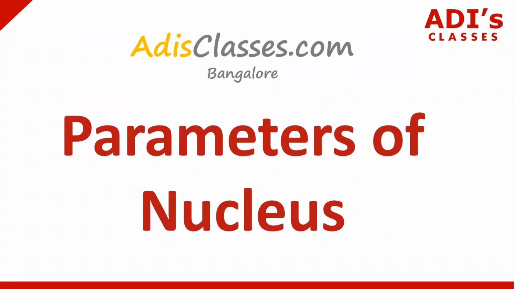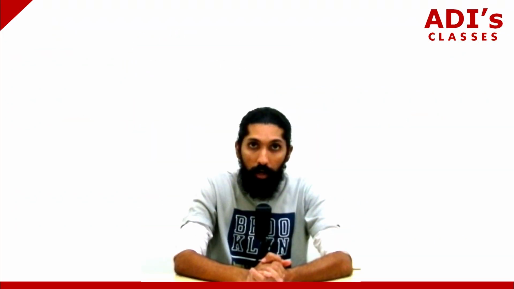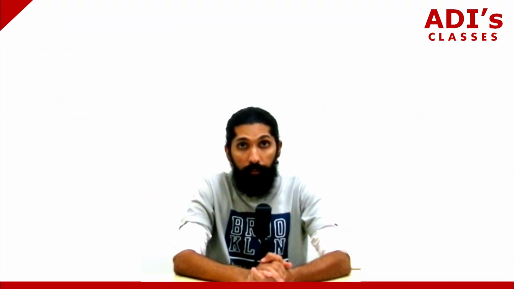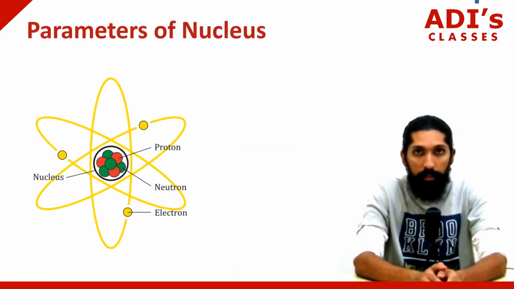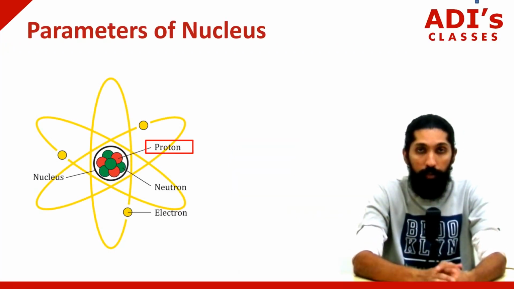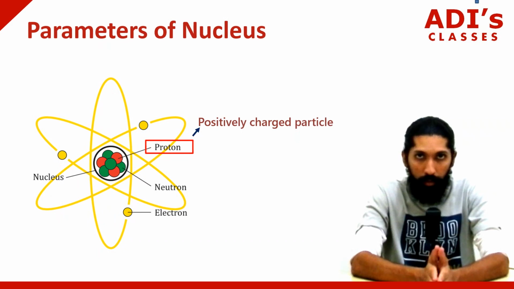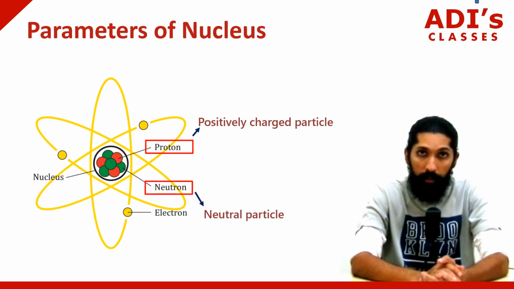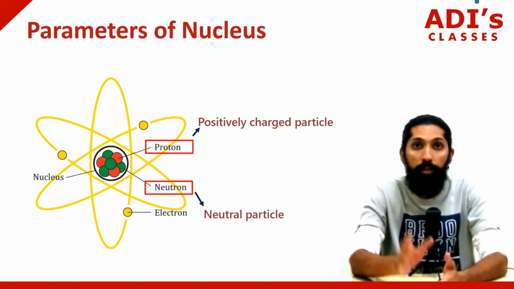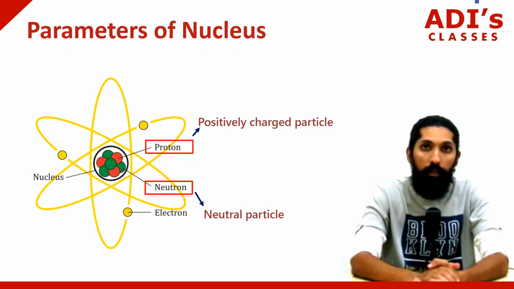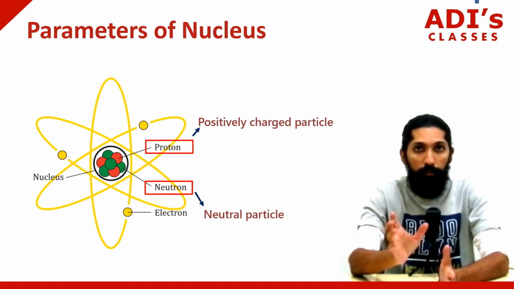Now that you're introduced to what a nucleus is, let's talk about a couple of parameters we have here. A nucleus consists of two particles which you already know: a proton, which is a positively charged particle, and a neutron, which is a neutral particle. A nucleus consists of these two.